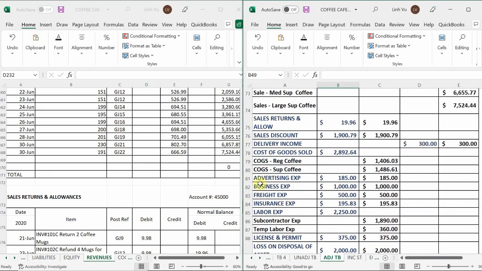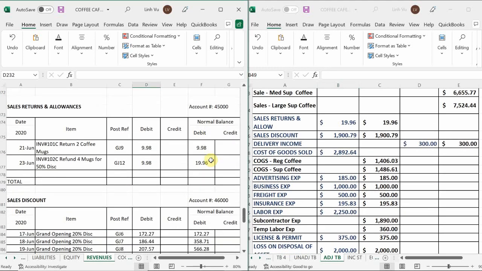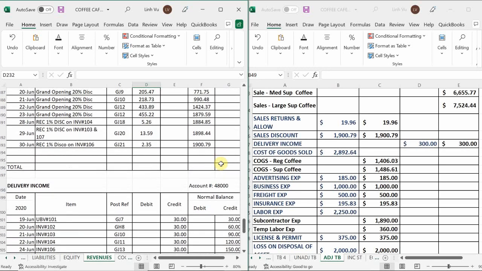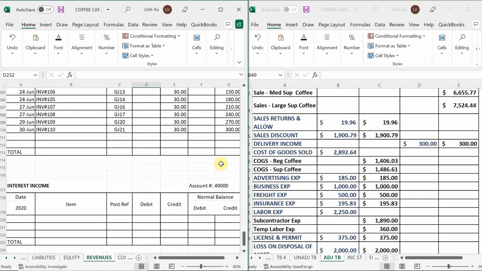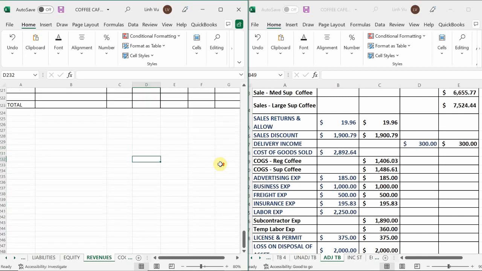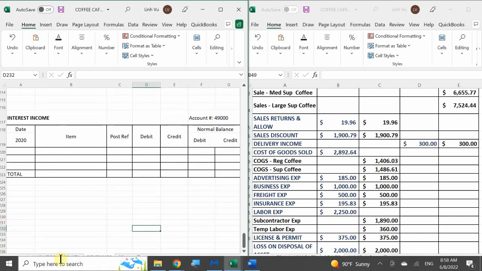And our sales returns is still at 1995.96 on the debit side. Your discounts is still at 1,979 cents. Your income should still be at 300, and that is it. So again, no changes to sales.